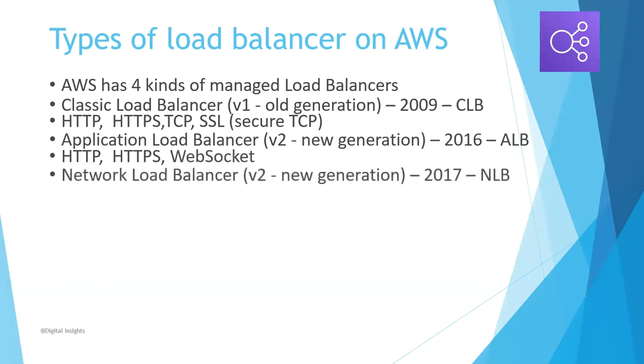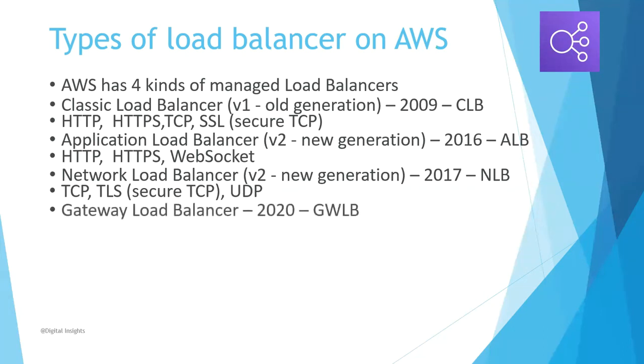And then the third one is basically the network load balancer. This is again a newer generation, and this works basically on the network level, like on layer 3 of the TCP/IP model. It can understand the IP addresses and all. Now this can also work on the TCP, TLS, and UDP level. So from layer 3 upwards, it can understand every traffic.